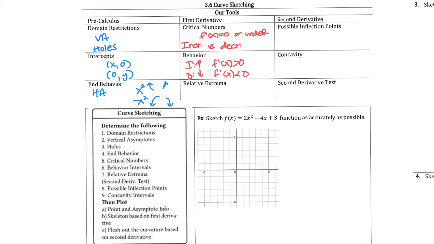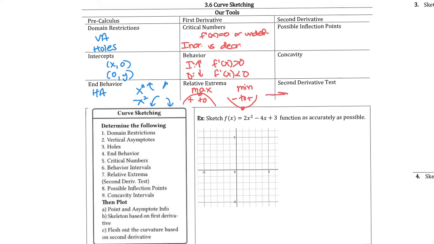And talking about how those increasing and decreasing intervals change, that helps us to identify our relative extrema. Our relative max happens when our function changes from increasing to decreasing, because it would be going up and then it would start going down. That would give us a relative max. And a relative min would happen when we're going from decreasing to increasing. We would then have a relative minimum.